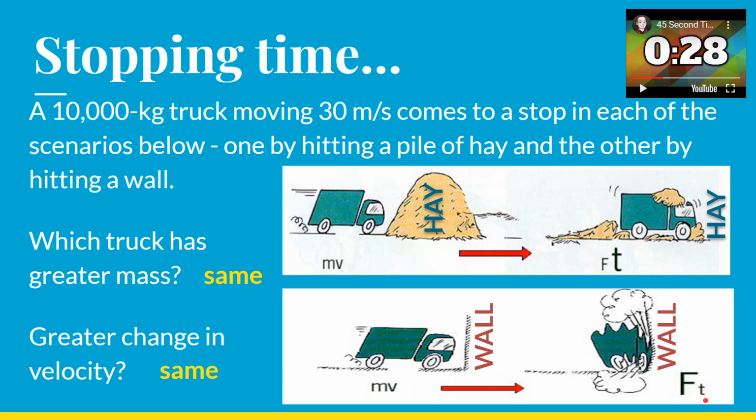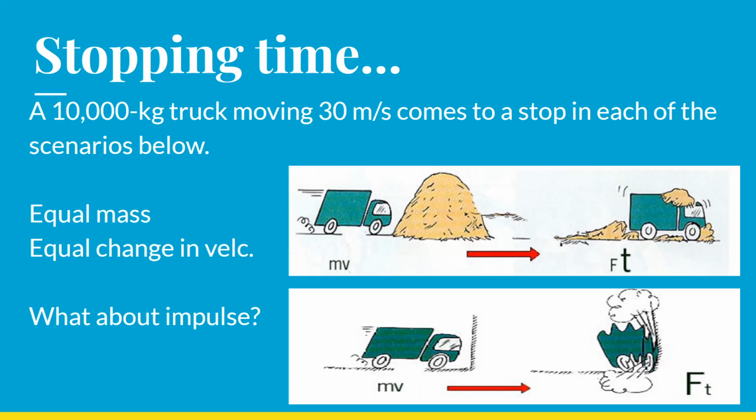If you have the same mass and the same change in velocity, then you have the same impulse. Because impulse is change in momentum, and change in momentum is mass times change in velocity. So if we have the same mass and the same change in velocity, we have the same change in momentum, and therefore we have the same impulse. Impulse is force times time.